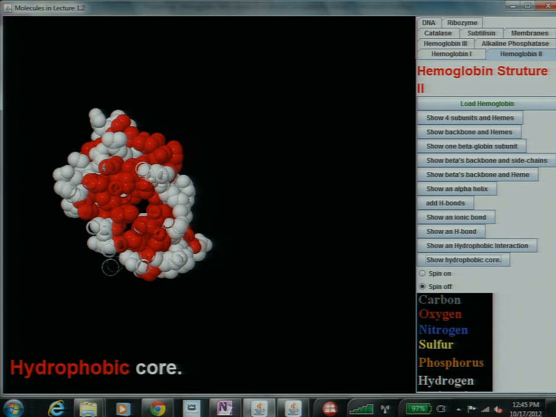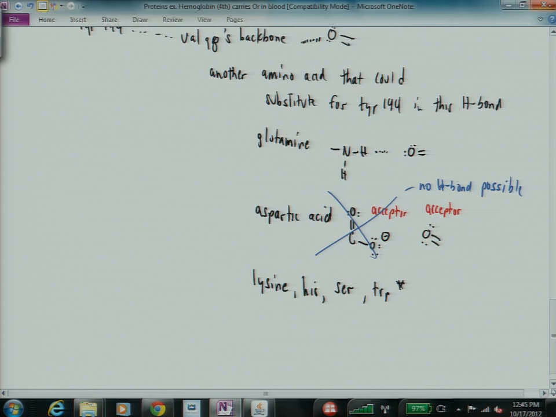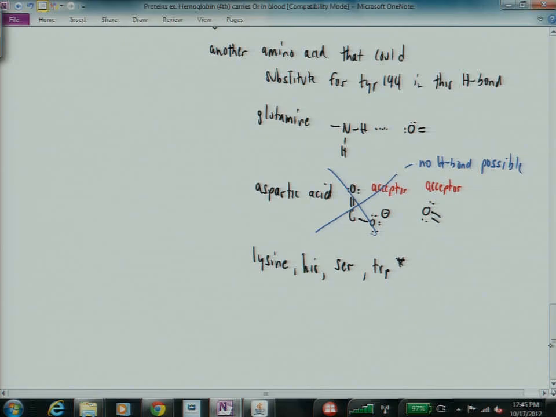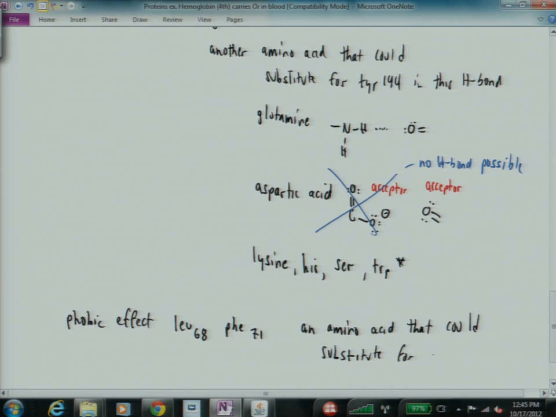So let's do one last example, and that's this phobic effect. All right, between Leu 68 and Phe 71. So an amino acid that could substitute for, say, Leu 68 here. So think about it a minute, talk to your neighbor, call on somebody.